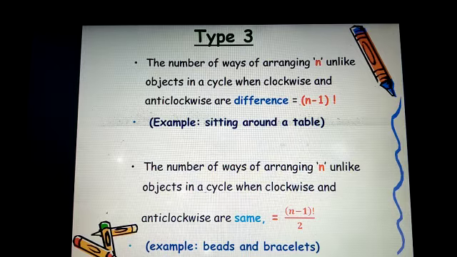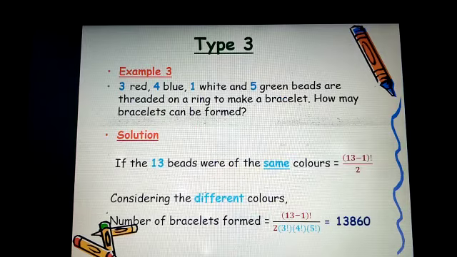For the second type, we have the number of ways of arranging n unlike objects in a circle when clockwise and anti-clockwise are the same. This is given by n minus 1 factorial over 2. Examples are found in beads and bracelets. Let's take an example of this type. 3 red, 4 blue, 1 white, 5 green beads are threaded on a ring to make a bracelet. How many bracelets can be formed?